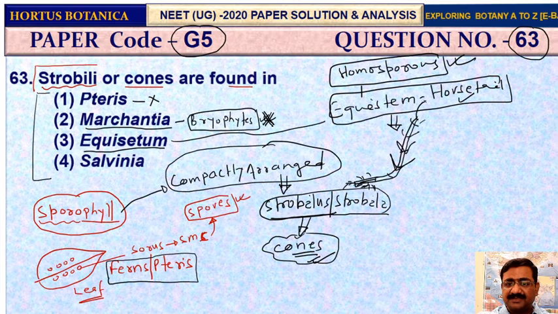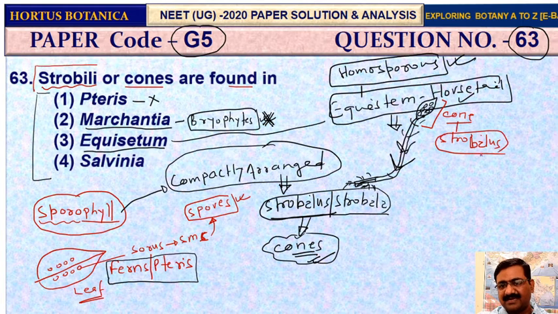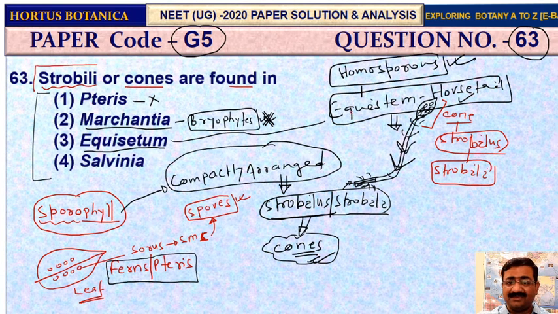And at the tip of this very structure, you will find that sporophylls are very compactly arranged, and this compactly arranged structure appears like a cone. So this is a cone, or compactly arranged sporophylls, also known as a strobilus. So many strobili will form? Yes, strobili. Is it clear? So it's very much clear that Equisetum will have a cone as well as strobili. So I think it's the correct answer according to the question.